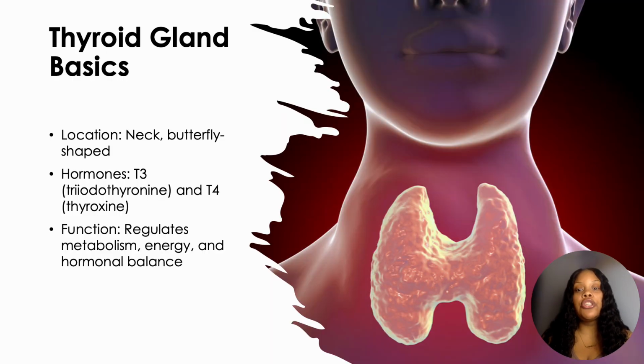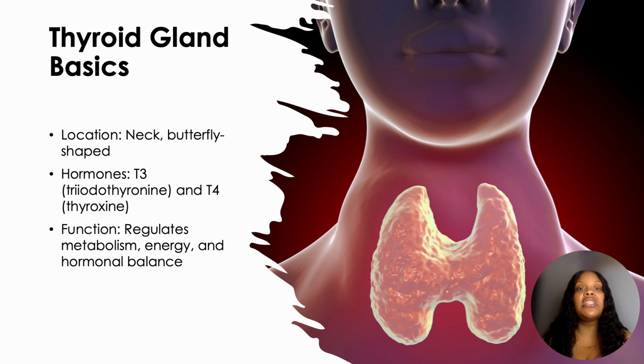So first, let's start talking about the thyroid gland. Where is your thyroid located? It is located in your neck, and it has a butterfly shape. So what is the thyroid gland responsible for?